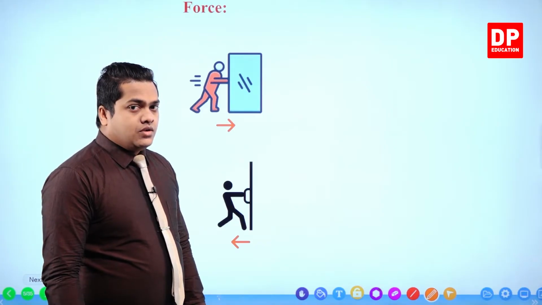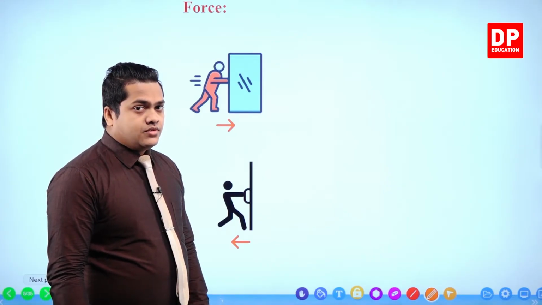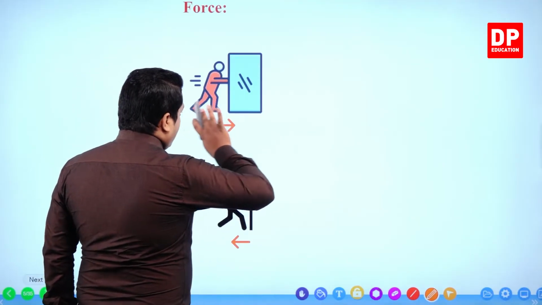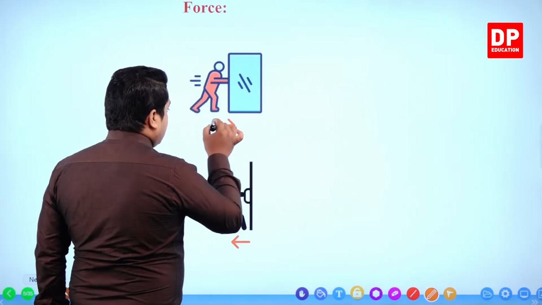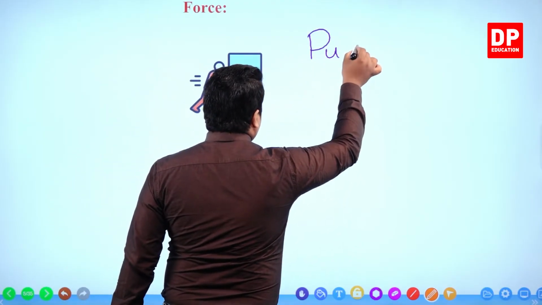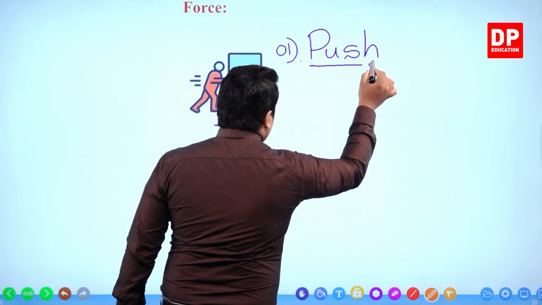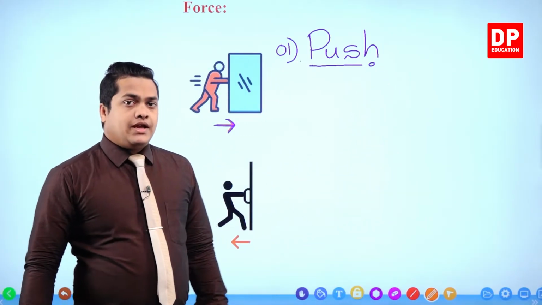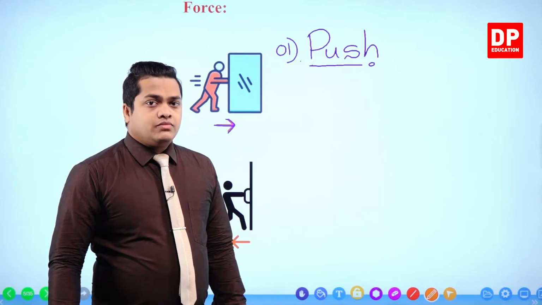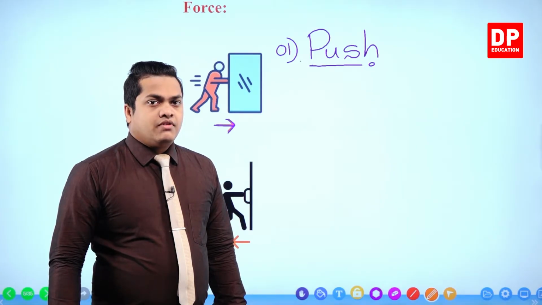Okay, applying a force to move this object away from his side. So you know that when you are going to move an object away from you, this is called a push, right? So a push is always applied on an object in order to move it away from the side of the person, right? The object is moved away from the person, away from the force.